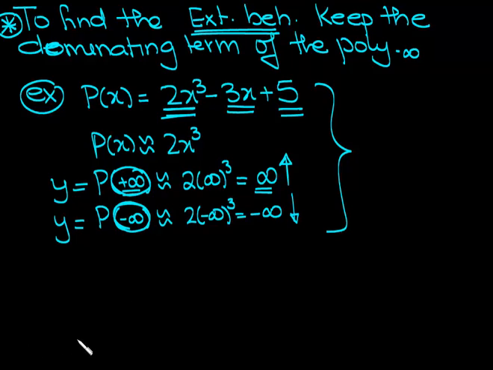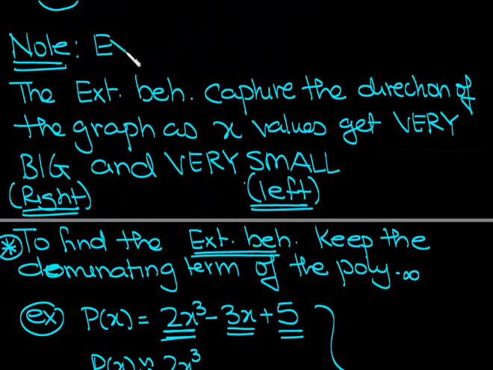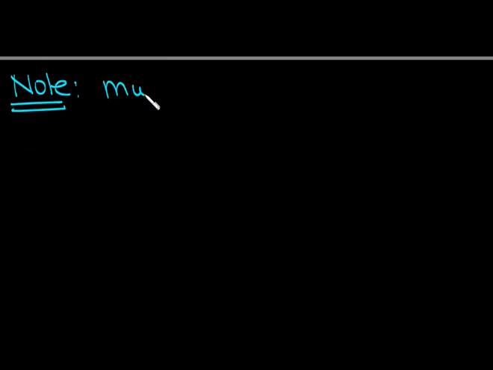I'll come back and do some more examples, but there's one other thing I want to talk about. Note about multiplicity. So that was about extreme behavior. Then we need to talk about multiplicity. This is very important, so let's talk about that.